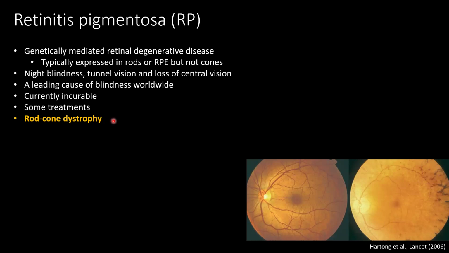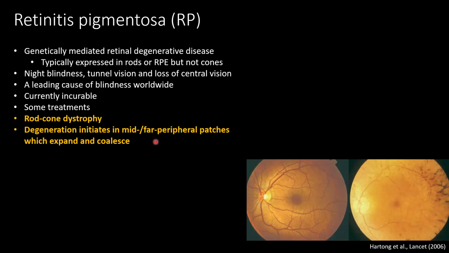So there are two particular things that I wanted to note about this condition that are of particular relevance to what follows. The first is that it's a rod-cone dystrophy, so rod photoreceptors are affected earlier and more severely than cones, both in terms of their function and also their vitality. And secondly, there are some characteristic spatiotemporal patterns of degeneration that you see, and hence of visual field loss, where degeneration of the retina initiates in the mid or far periphery in small patches that expand and coalesce, and then over time spreads inwards.